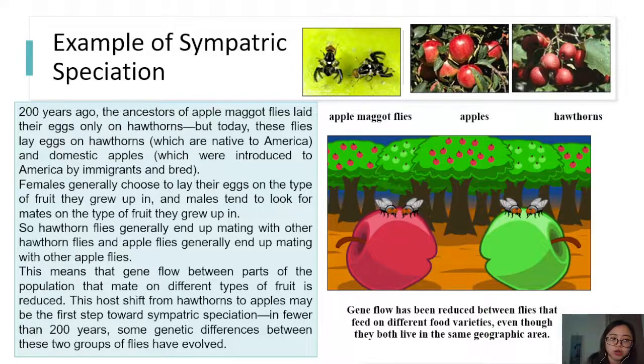So 200 years ago, the ancestors of apple maggot flies laid their eggs only on hawthorn fruits. But today, these flies also lay eggs on hawthorns, which are native to America, and on domestic apples, which were introduced to America by immigrants and bred in America. So there's 2 fruits that they can lay their eggs on. When it comes to mating and laying eggs, the females will generally choose to lay their eggs on the type of fruit they grew up in. And the males tend to look for mates on the type of fruit they grew up in.